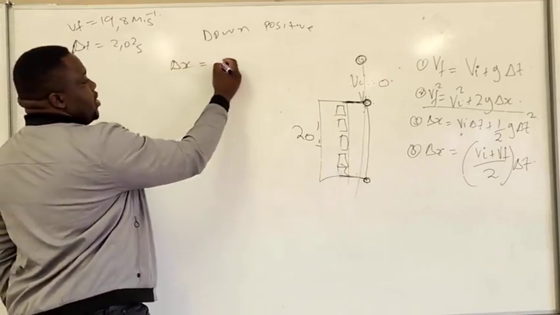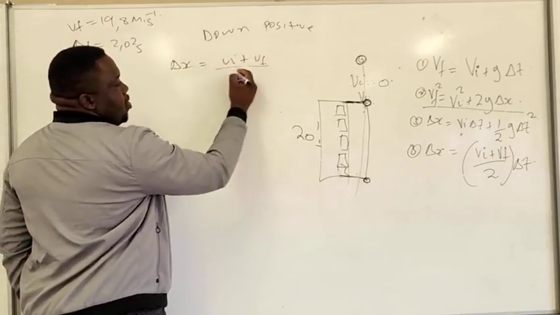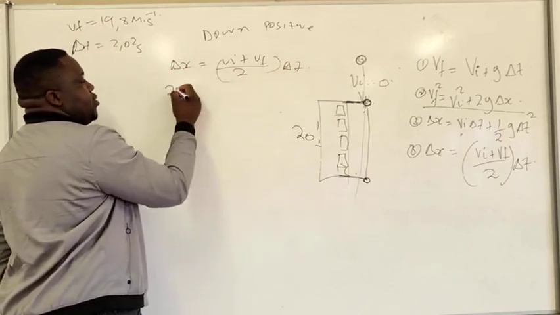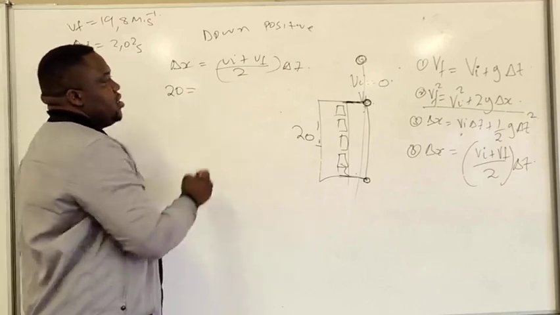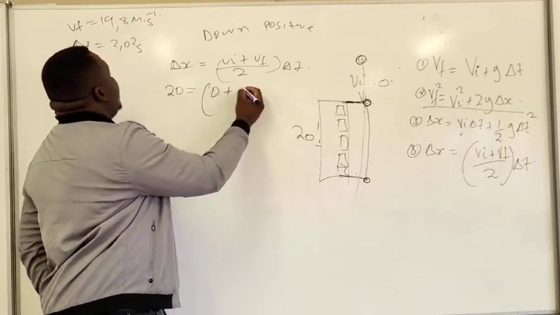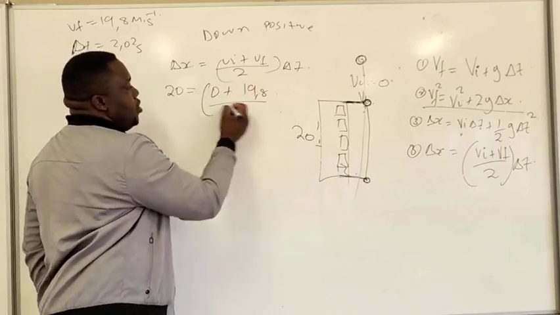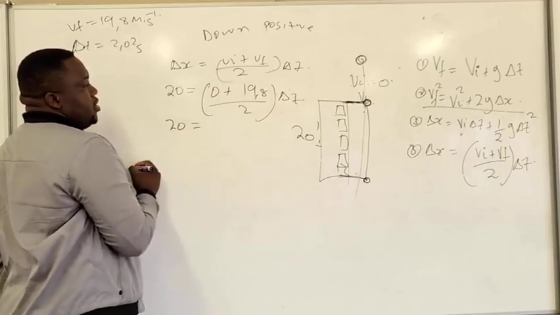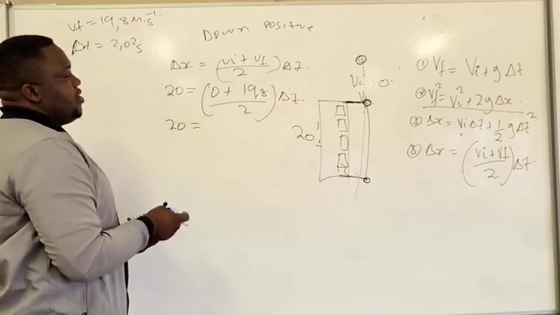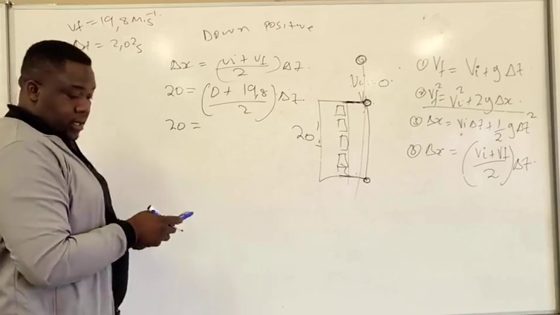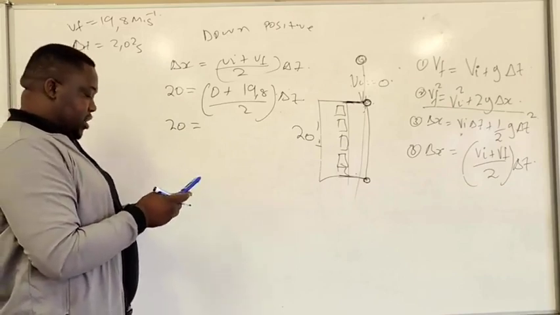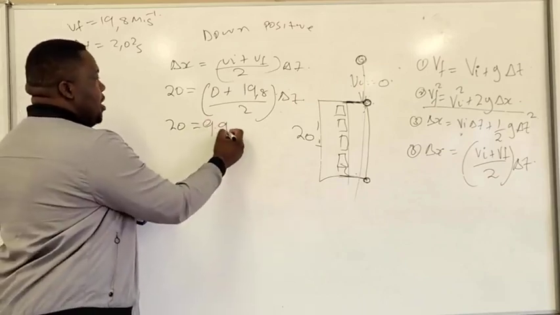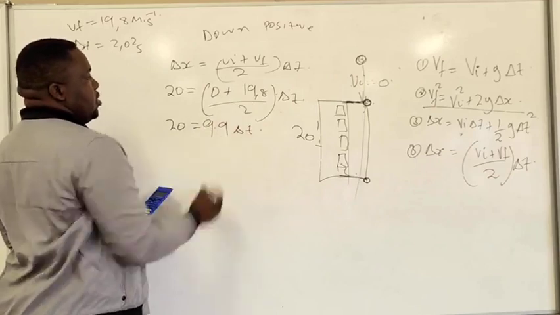Delta x is equal to Vi plus Vf over 2 multiplied by change in time. Let us see. What is the displacement? Downwards is positive. The displacement is 20. What about initial velocity? 0. What about final velocity? 19,8. We divide by 2, then we multiply by change in time. So this one is going to give us 19,8 divided by 2, and that will give us 9,9 change in time.